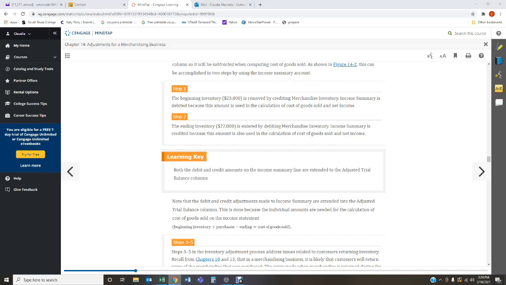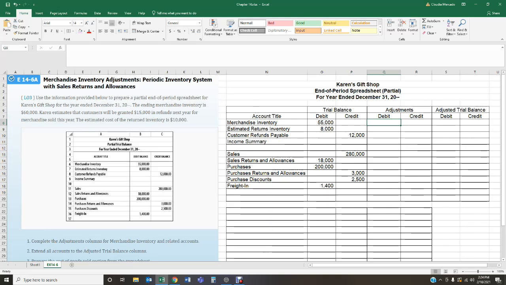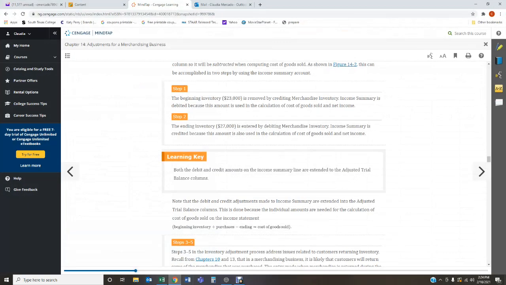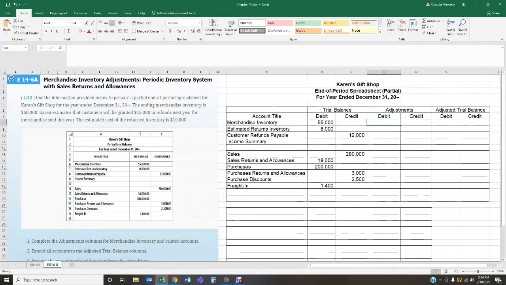Okay, so let's go back and see what's going on here. We've got merchandise inventory. So what's happening with our merchandise inventory? It says here that the ending merchandise inventory is $60,000. So we have to update our merchandise inventory information. If we go back to the ebook, it says that the beginning inventory is removed by crediting merchandise inventory for the amount. So what am I going to do? I'm going to credit merchandise inventory by its original amount, which is $55,000.